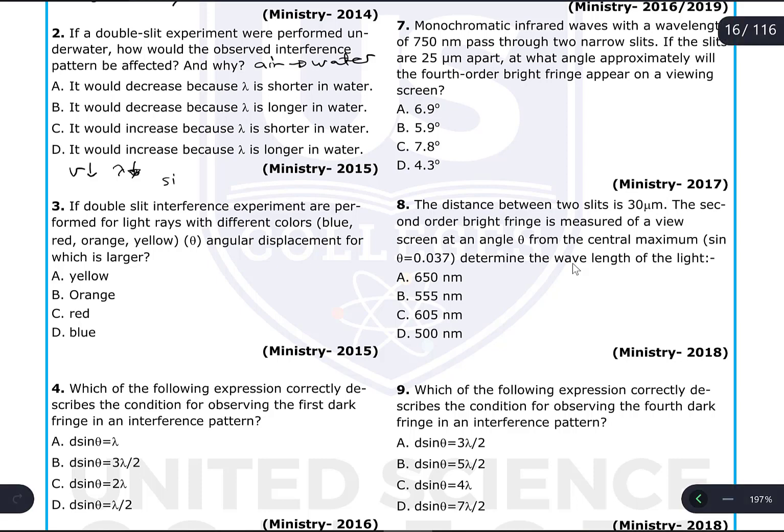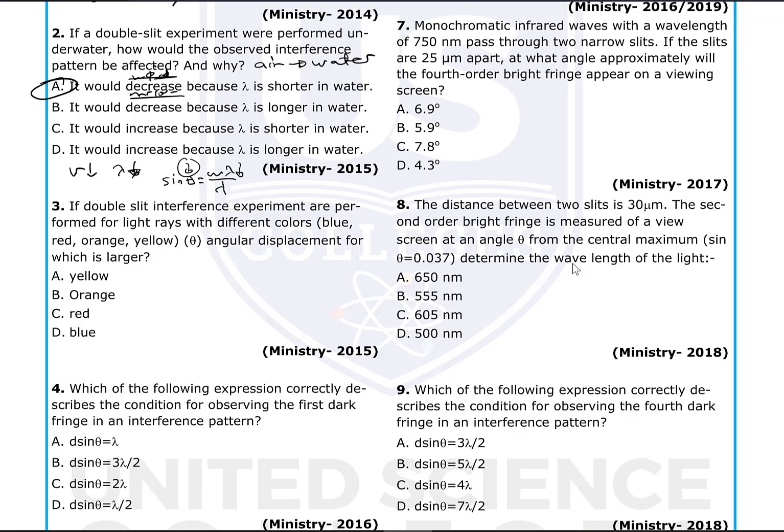According to the equation sine theta equals m lambda divided by d, as lambda gets smaller, theta also gets smaller. What does it mean? The fringes get closer to each other, so it becomes narrower and narrower. Because it is getting narrow, it would decrease because lambda gets shorter in water. So A is the correct answer here.